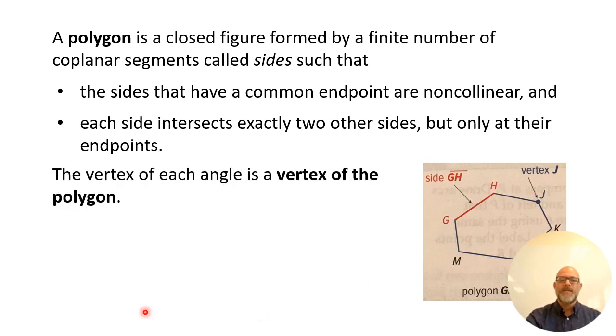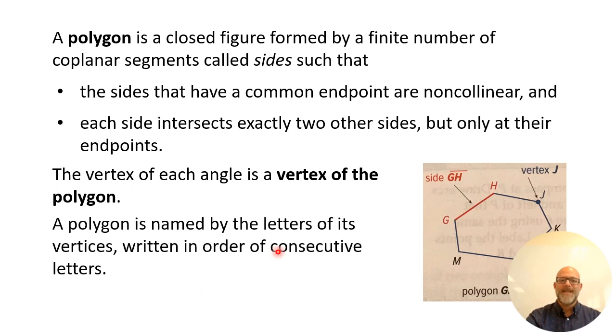All right. The vertex of each angle is a vertex of the polygon. G is a vertex, H is a vertex, J is a vertex. And the polygon is named by the letters of its vertices written in consecutive order. So maybe we go G, H, J, K, L, M, and that's just the name of the polygon.